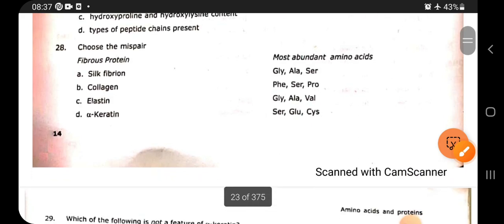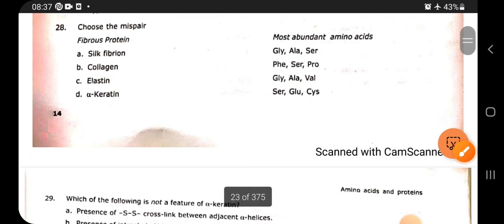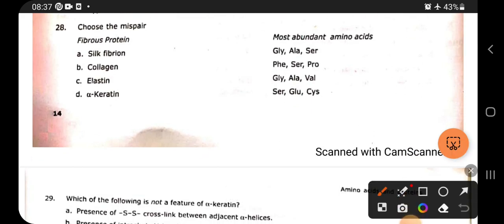Then we come to 28th question. Choose the mismatched pair. Please read carefully that you have to choose the mismatched pair. First is silk fibroin. Here again, you know that collagen has glycine-X-Y, so this is the mismatched pair because it is written phenylalanine, serine and proline. You can write this information in your copy: silk fibroin has glycine, alanine, serine; elastin has glycine, alanine, valine; and alpha keratin has serine, glutamate and cysteine.